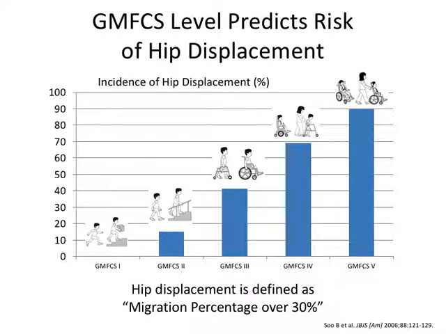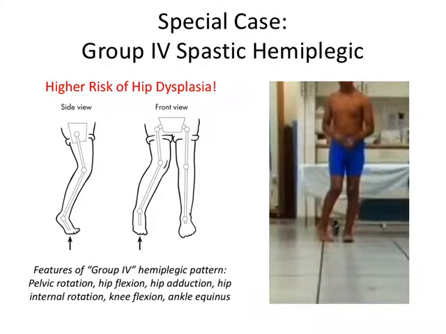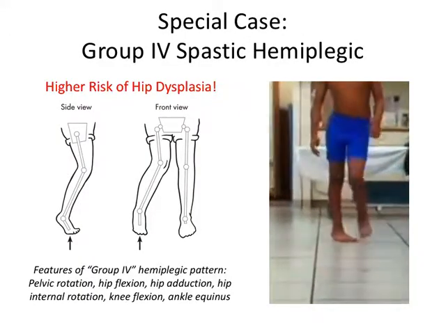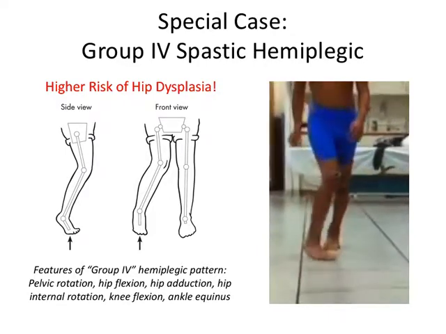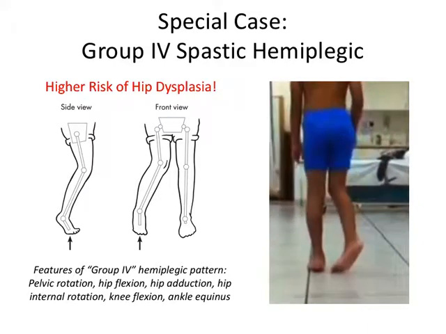I talked to you earlier about how there's a stepwise increase in how GMFCS level predicts the risk of hip displacement. But there's a special case, and it is the group 4 Winters-Gage-Hicks classification patients with spastic diplegia. These are those who have pelvic retraction or pelvic rotation, hip flexion, hip adduction, hip internal rotation, knee flexion, and ankle equinus. And so here's a good example of a child who was also diagnosed relatively late with hip dysplasia, unfortunately, but has your classic group 4 pattern.